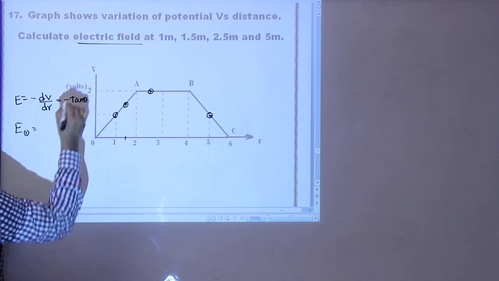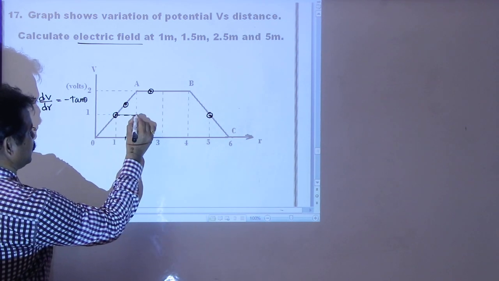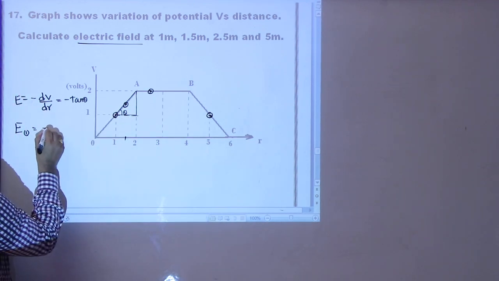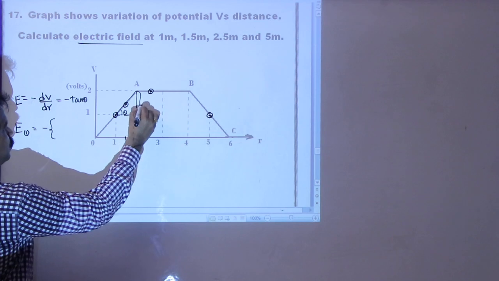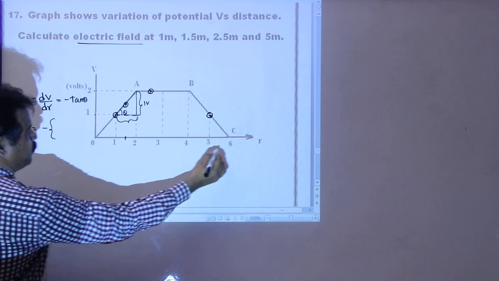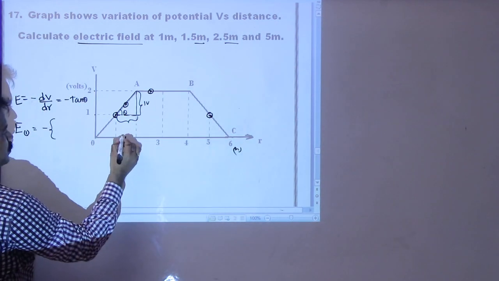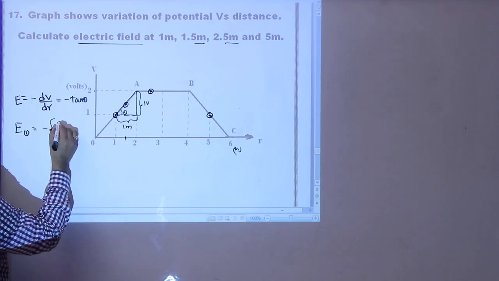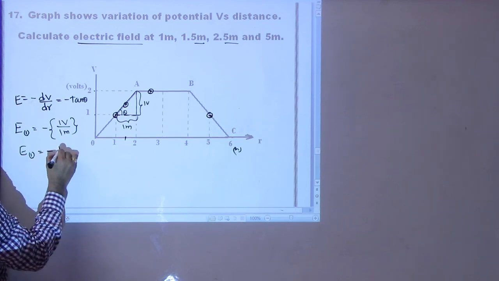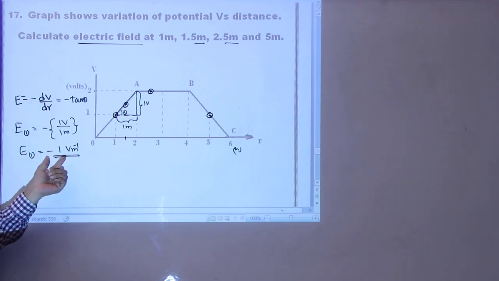To find this, it is nothing but the minus of the tangent of the angle made by this graph. So to find this value, construct a triangle here. The slope at this point will give the electric field. So minus of the tangent value: this is 1 volt and these are in meters, let us say, because it is given as 1 meter, 1.5 meter, 2.5 meter. So this is 1 meter, and the value is 1 volt by 1 meter. So the electric field at point 1 is minus 1 volt per meter.